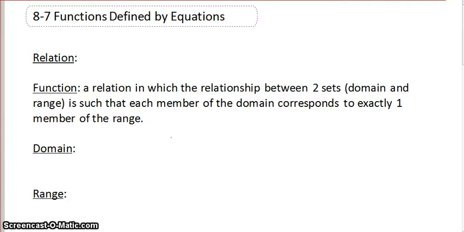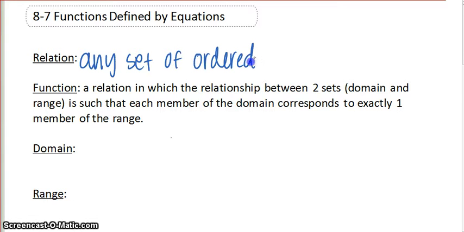So we're going to do some definitions. Relation. What is a relation? A relation is any set of ordered pairs, and the ordered pairs are x, y. So any set of ordered pairs is a relation. Whereas a function, I wrote this one because I knew y'all probably wouldn't want to write the whole thing out, and I want you to think about it for a second.